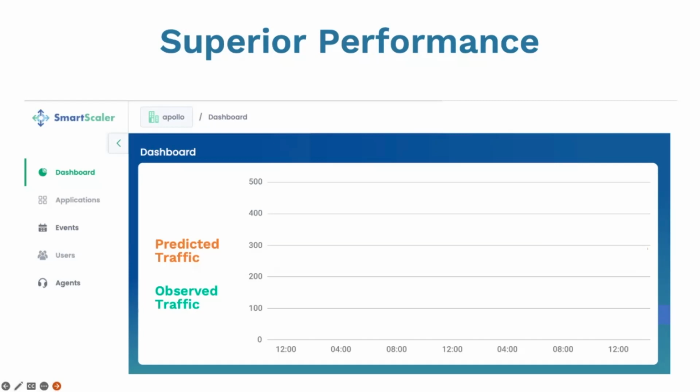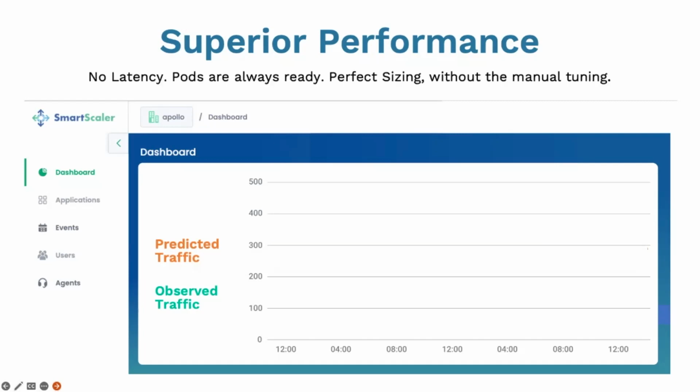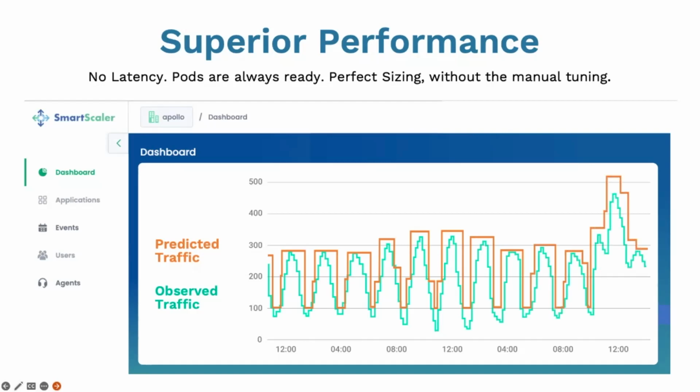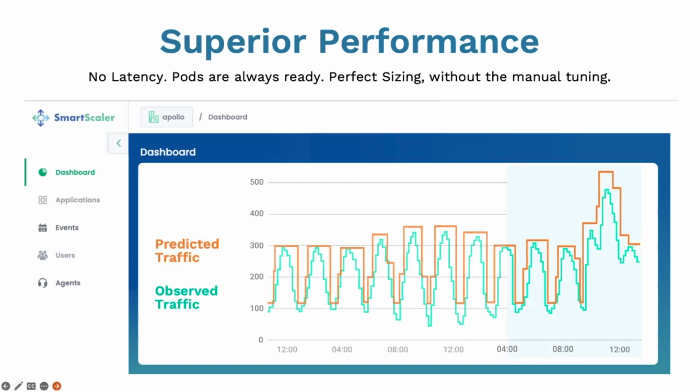SmartScaler provides superior performance. This means no latency, as the pods are always ready, the perfect sizing without the manual tuning. Here we see the predicted traffic versus observed traffic. Note how SmartScaler, the line in orange, is able to predict and scale automatically to ensure no waiting.